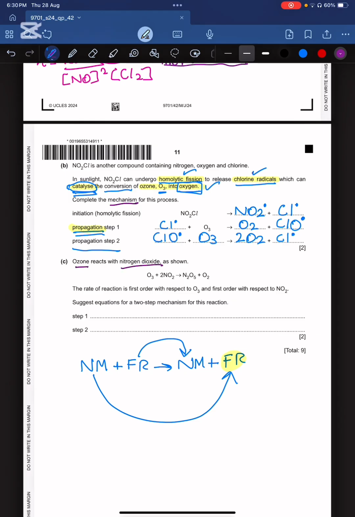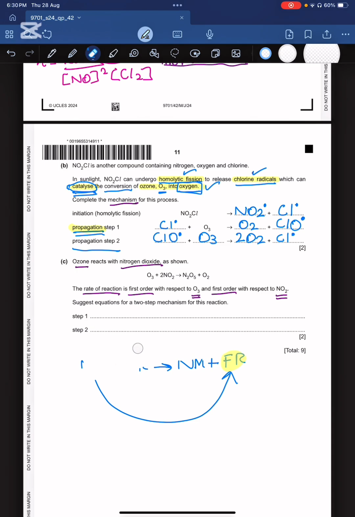Ozone reacts with nitrogen dioxide as shown. The rate of reaction is first order with respect to O3 and first order with respect to NO2. Suggest equations for a two-step mechanism for this reaction.